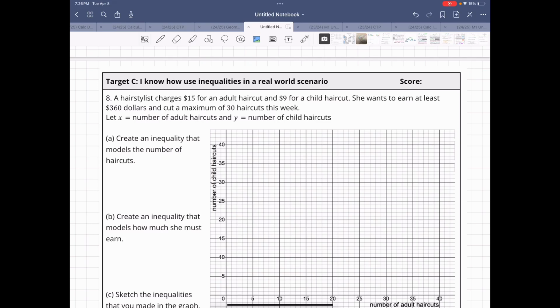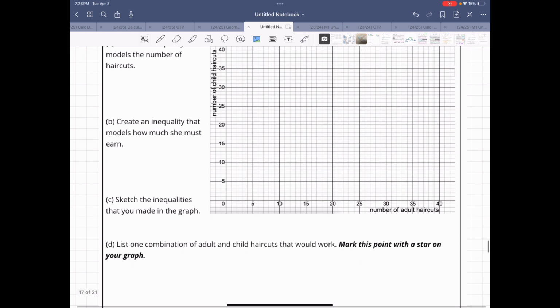In this video, I'm going to walk you through how we use inequalities in a real world scenario. We're going to create some inequalities, graph those inequalities, and then look at the different constraints to mark points with solutions or non-solutions.